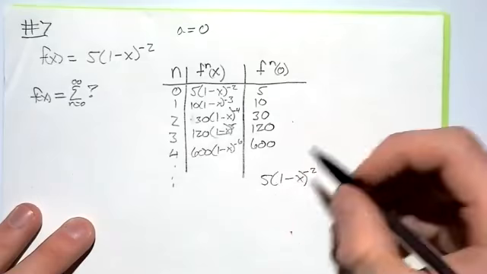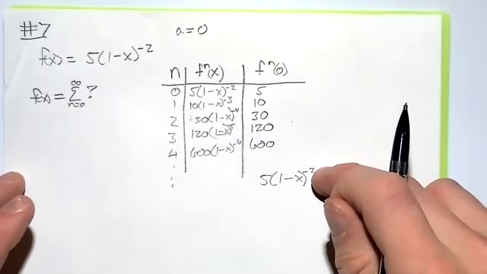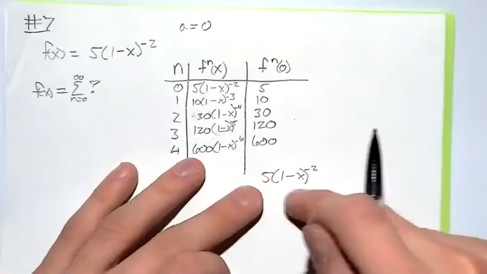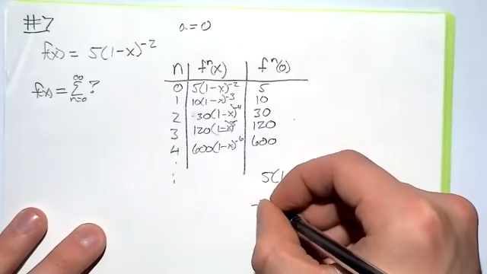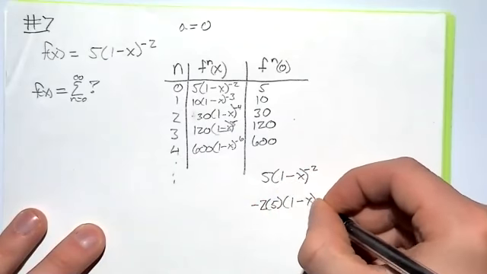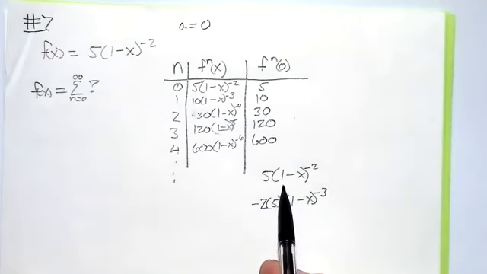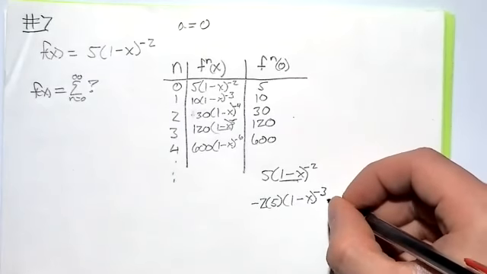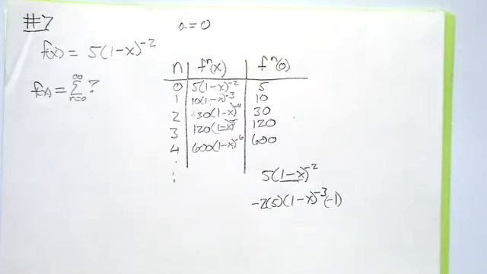What I like to think about this is the outside function and inside function. So first I need to take a derivative of my outside function. My outside function is this whole thing. Derivative of this whole thing is negative 2 times 5 times (1 minus x) to the negative 3 times the derivative of my inside function. My inside function is simply this 1 minus x. Derivative of that is times negative 1. And that's how I get 10 times (1 minus x) to the negative 3.